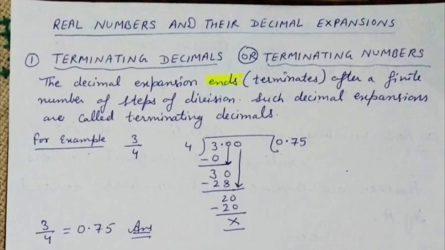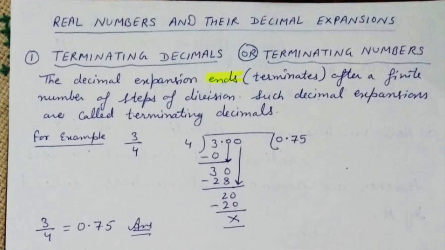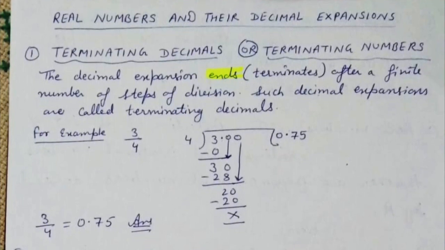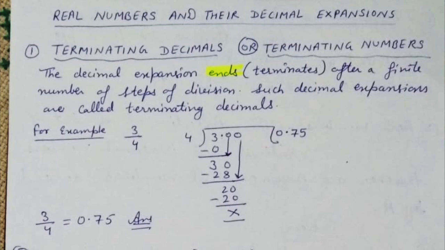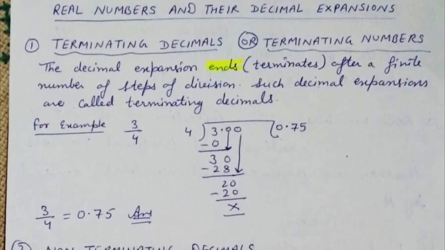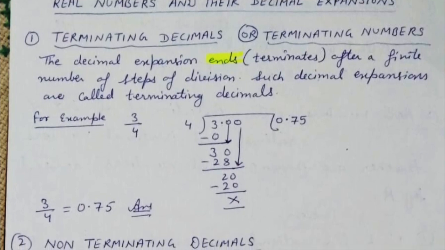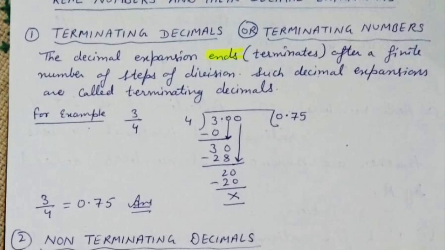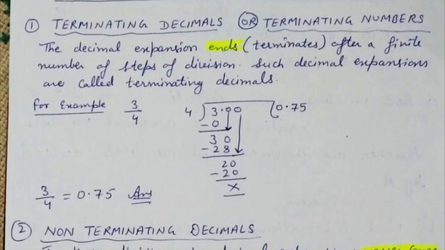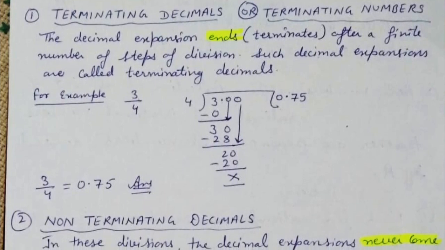This is the second lecture of number system. So let us continue. Real numbers and their decimal expansions. The first one, terminating decimals or terminating numbers. The decimal expansion ends or terminates after a finite number of steps of division. Such decimal expansions are called terminating decimals.